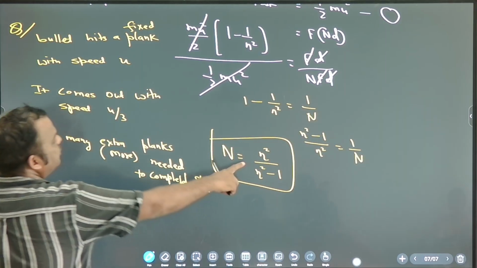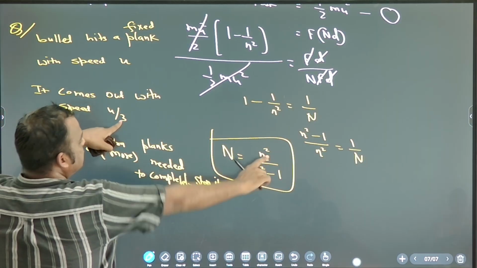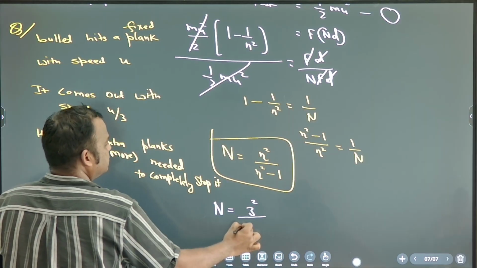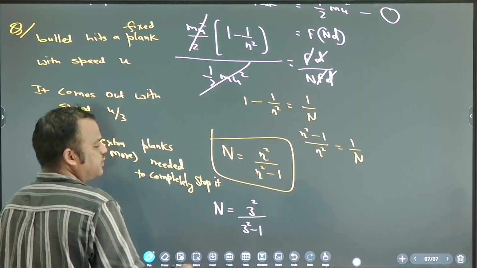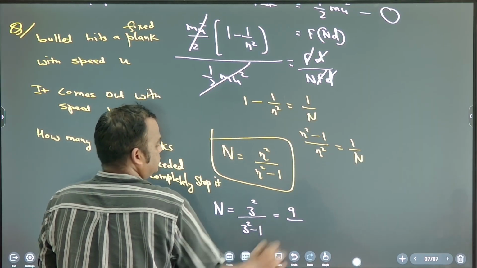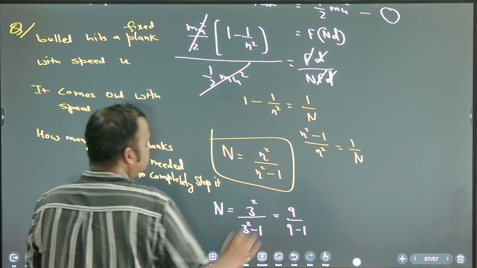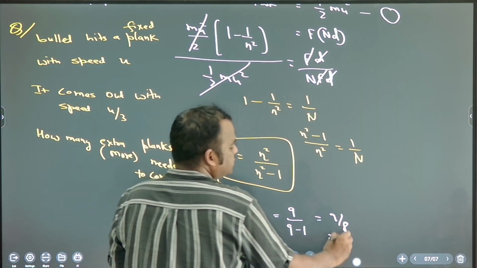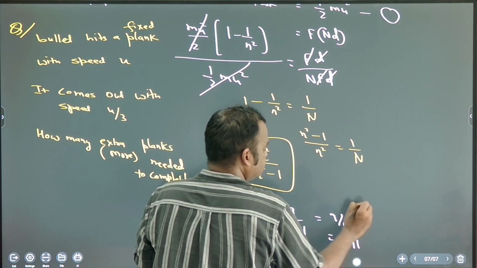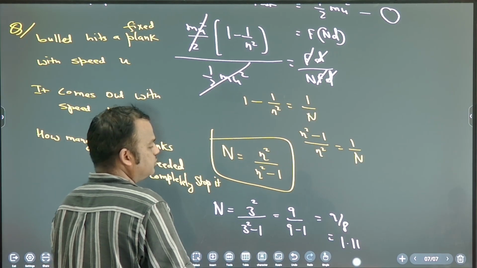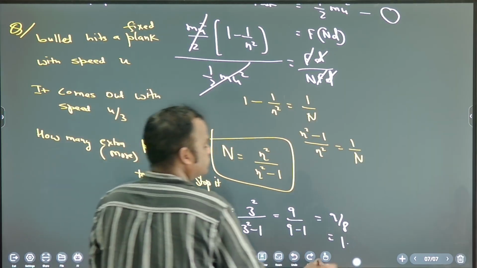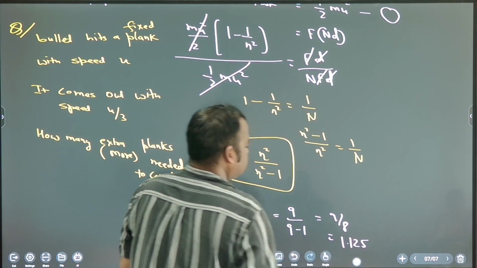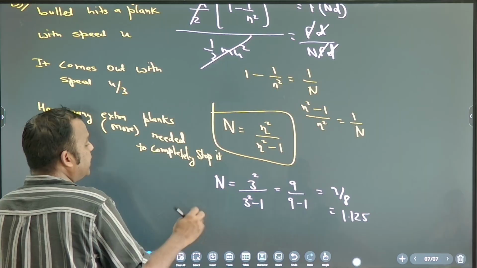So what is the value of n? You tell me, what is the value of n? 3. So what is capital N? 3 square by 3 square minus 1. So how much? 9 by 8. 9 by 8 means 1.11, right? No, 1.125. So the complete number of planks will be 2.